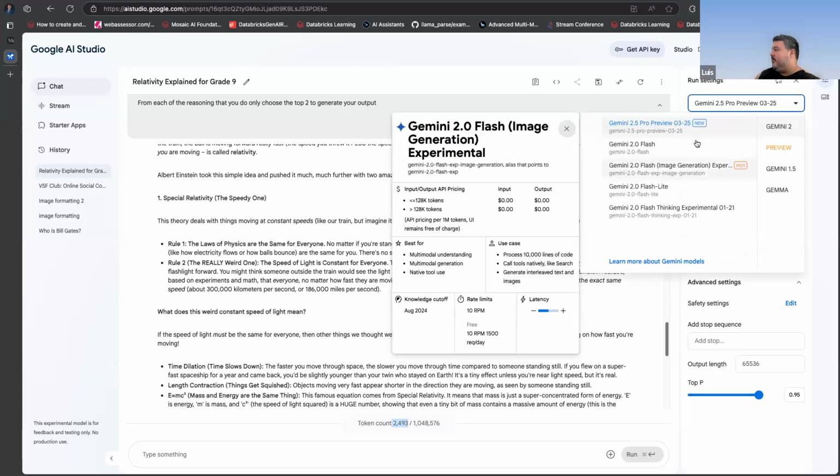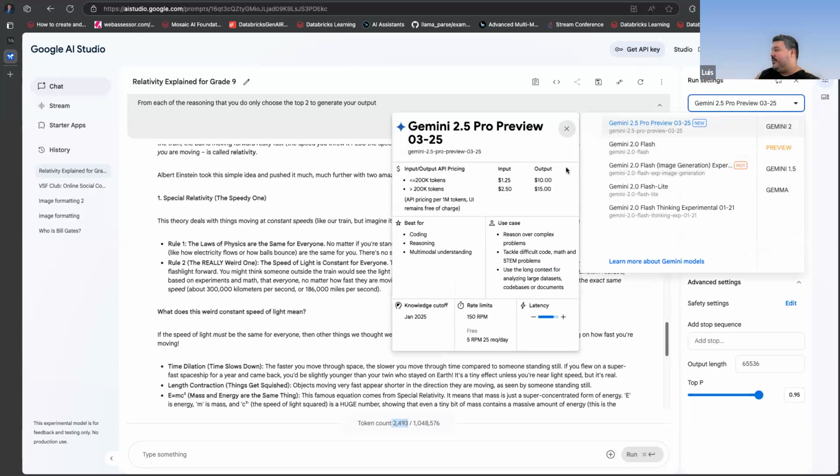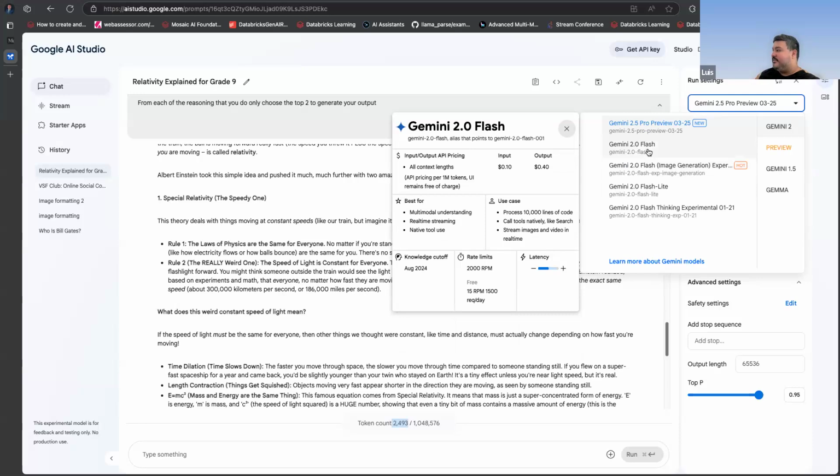And the cost of a reasoning model is way more expensive here. So you can see here that the output of a reasoning model is $10 per million tokens, versus we were looking at Gemini Flash, which was 40 cents, right?